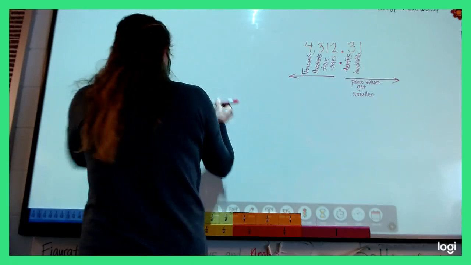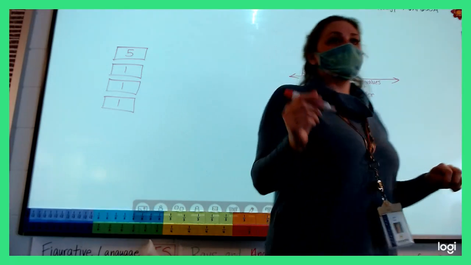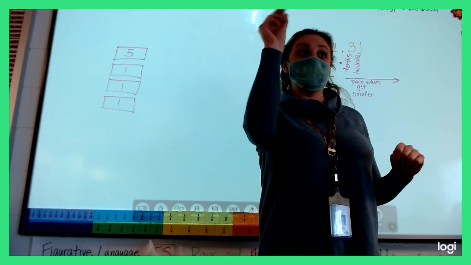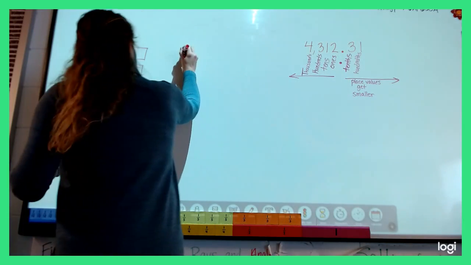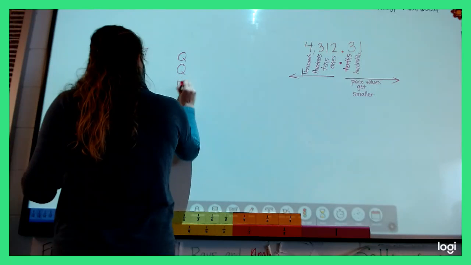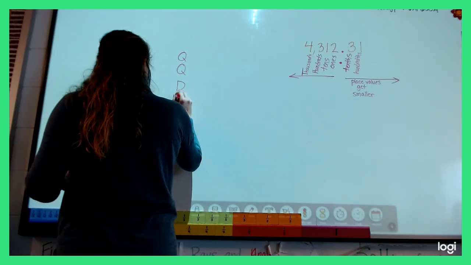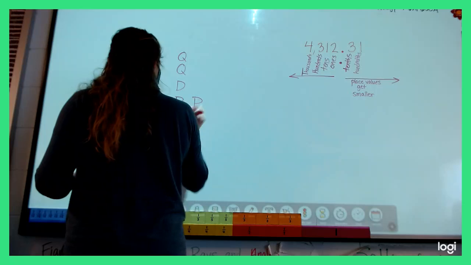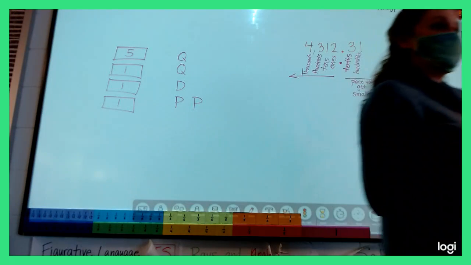All right. And instead of making coin shapes, I'm just going to write the letter, okay? So a Q is a quarter. So I have 2 quarters, a dime, and 2 pennies. So write all that down first on your board.